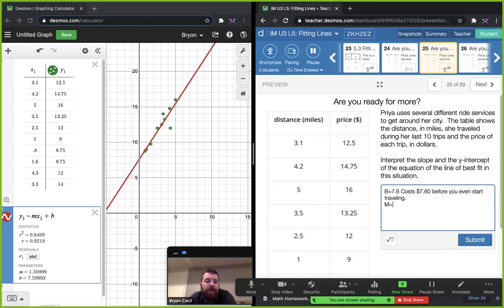And the m is going to be 1.57. And so that means that the price increases $1.57 for every mile traveled. Okay?